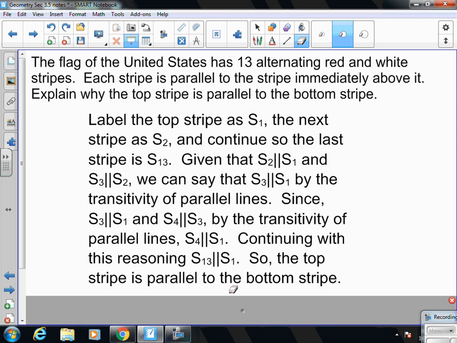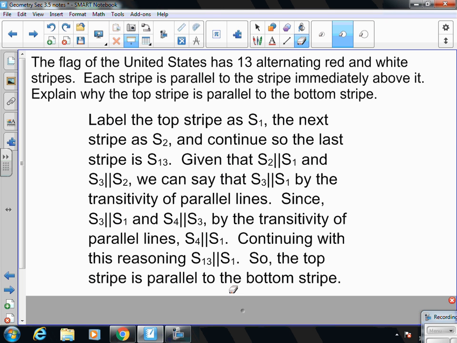And then since stripe 3 is parallel to stripe 1, and stripe 4 is parallel to stripe 3, then we can say also by the transitivity of parallel lines that stripe 4 would be parallel to stripe 1. And then to keep from having to go through every step of that process, we could then say, since stripe 5 is parallel to stripe 4, then stripe 5 is parallel to stripe 1, so forth and so on. But continuing this reasoning, eventually we would get down to where stripe 13 would be parallel to stripe 1. It would just take us another 9 steps to get there.